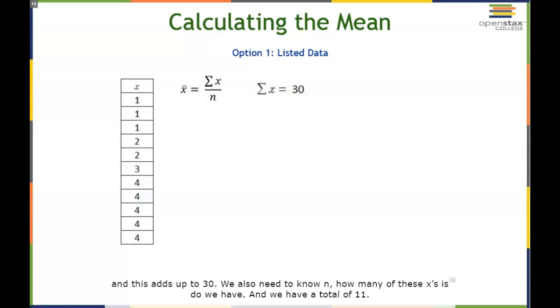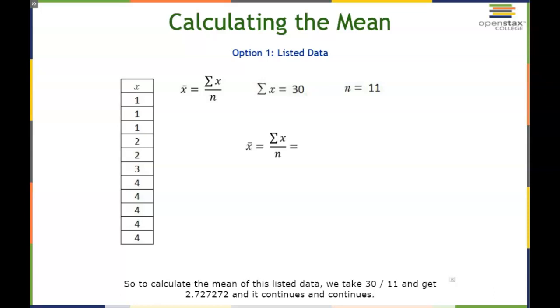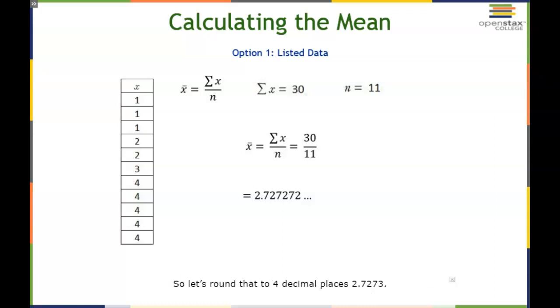We also need to know n. How many of these x's do we have? And we have a total of 11. So to calculate the mean of this listed data, we take 30 divided by 11, and we get 2.727272, and it continues and continues. So let's round that to 4 decimal places, 2.7273.